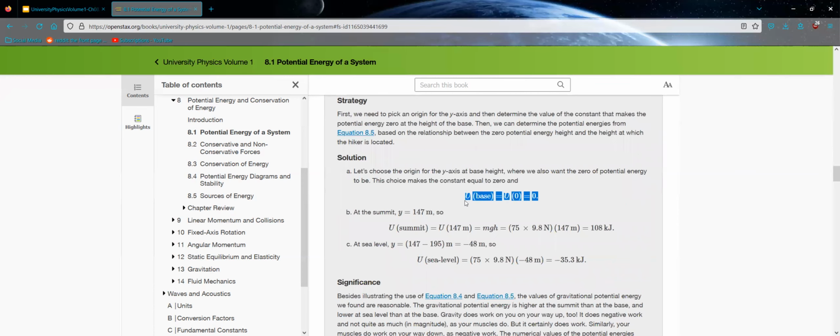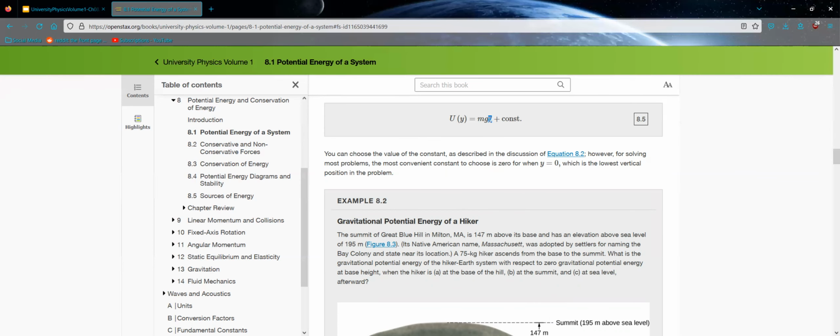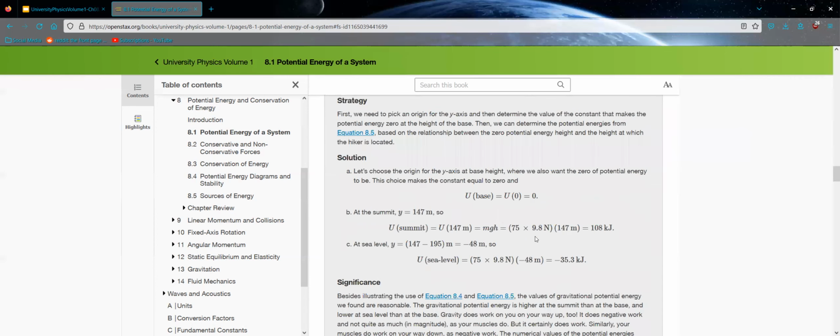So the sea level, the base of the hill's potential energy is 0 because that's where we're starting. When we climb the hill, some 147 meters, we then multiply that into our equation for our y, or our height in this case. Y is 147, our mass, 75, and gravity, 9.8. Multiply those simply out, and we get 108 kilojoules of energy. At the top of this hill, you have 108 kilojoules of energy.